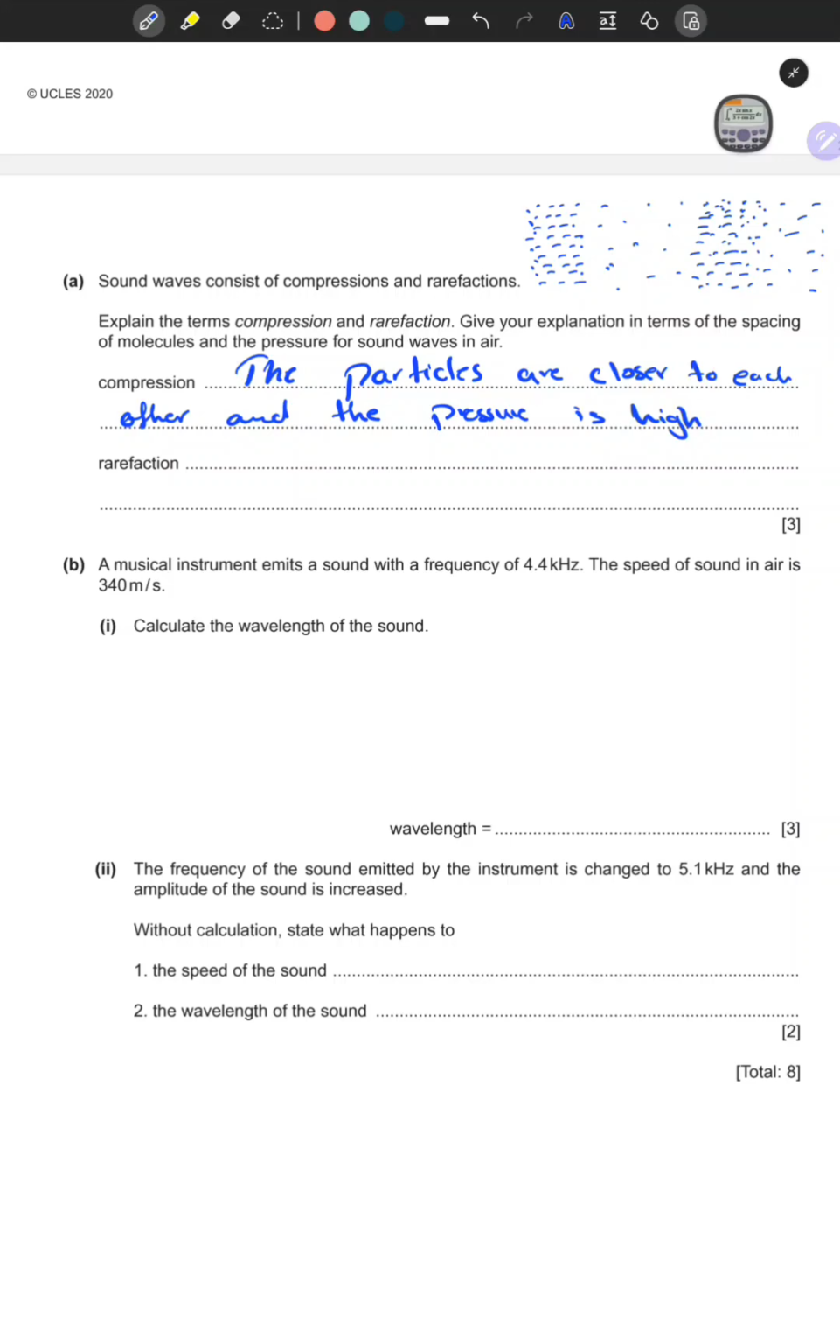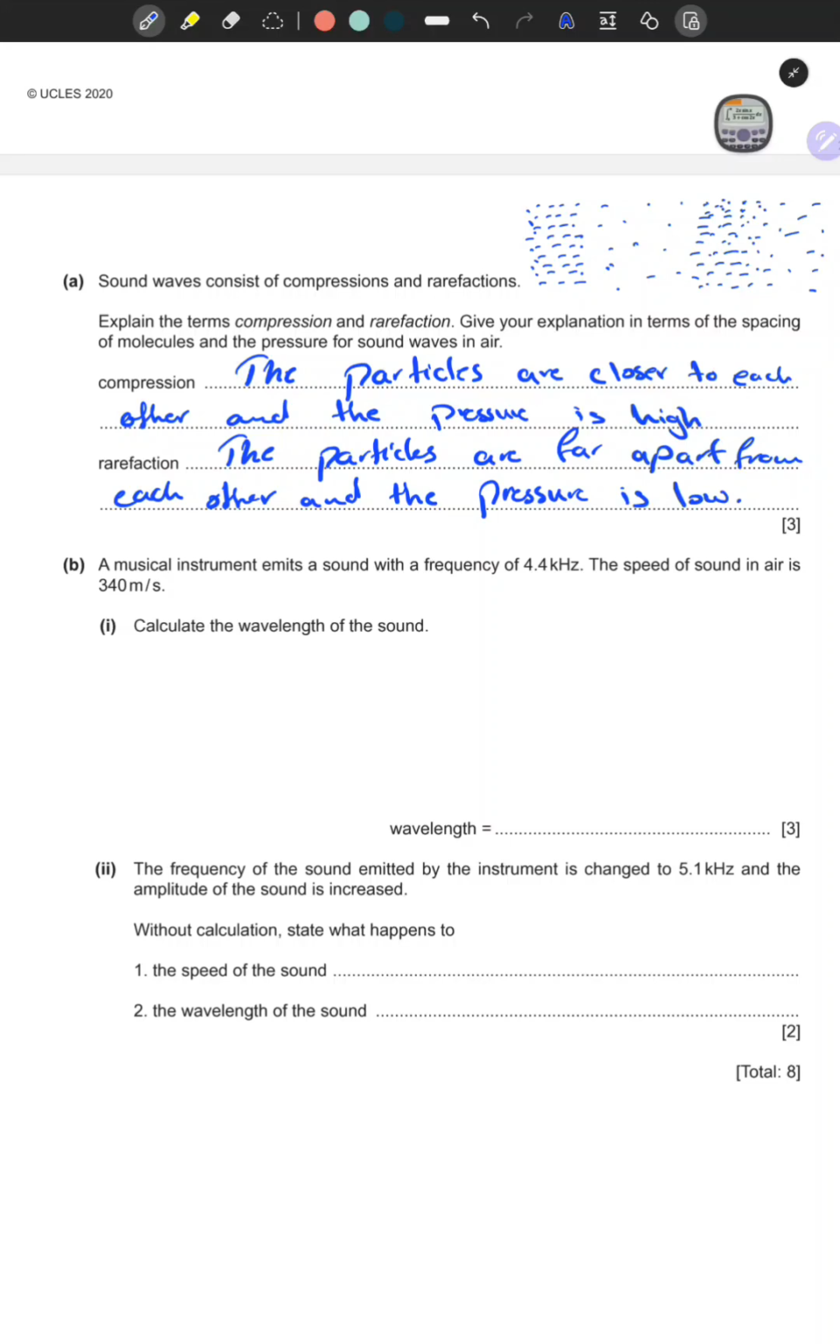Okay, and the rarefaction will be the opposite of these two statements. Okay, in the rarefaction here, the particles are far apart from each other, and the pressure is low.